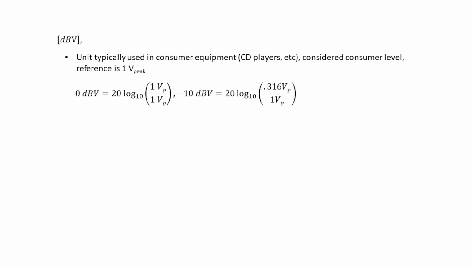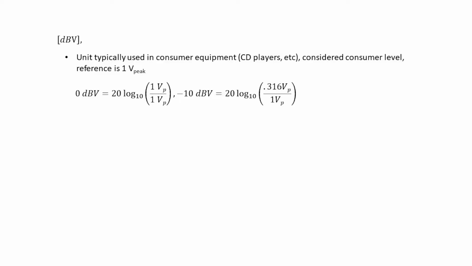dBV, like we said, is now dealing with voltages. It's typically used in consumer equipment like CD players; it's considered consumer level. Its reference would be 1 volt peak. So 0 dBV would be 20 log base 10 of 1 volt peak over 1 volt peak.